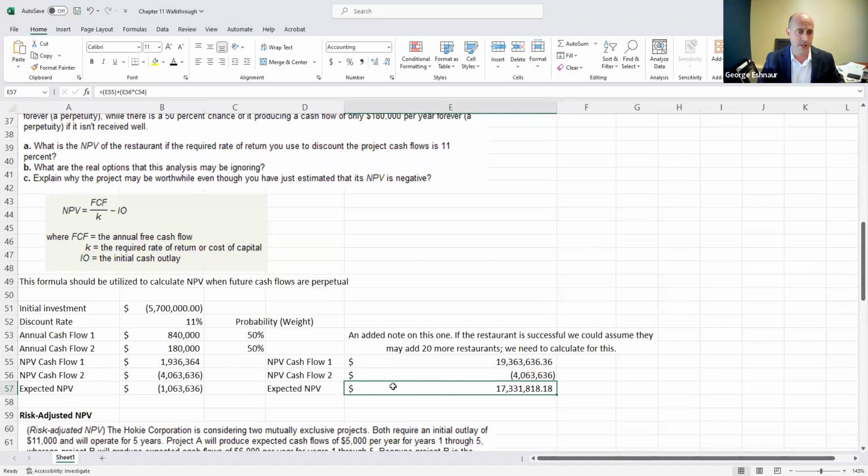So on the off chance that we perhaps don't make it, this cash flow is a lot less than this one. So, but the initial outlay stays the same. We would be out maybe $4 million after 1 year if the restaurant fails. However, if we are successful, we see a much different story between the probable cash flows.